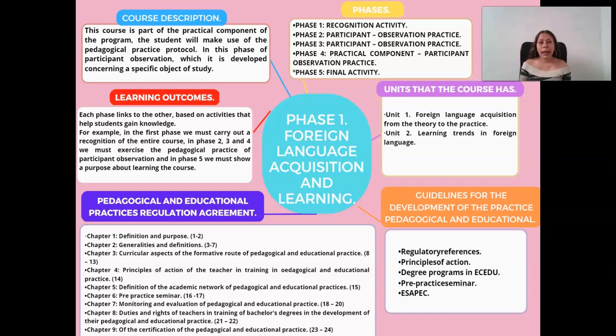SAPEC is a virtual tool for accompaniment in the development of strategies that require planning by the teacher in training, and it is entirely virtual. I think these tools are very important because, for example, SAPEC is a virtual tool for other environments.